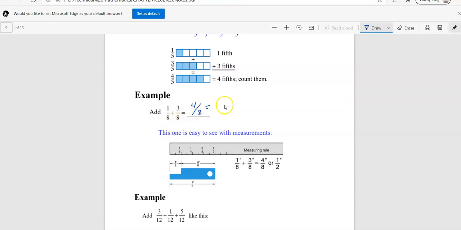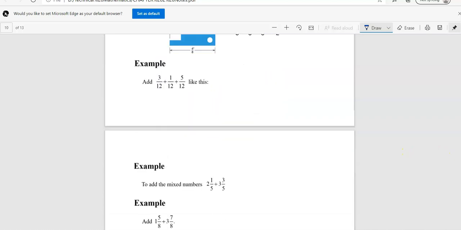And we can reduce that fraction, right? Because we could divide the top by 4 and divide the bottom by 4. 4 divided by 4 is 1. 8 divided by 4 is 2. So 1/8 and 3/8 is 1/2. And they've got a picture of it down here. 1/8, 3/8 ends up being 4/8. And you'll see right here that that is 1/2.